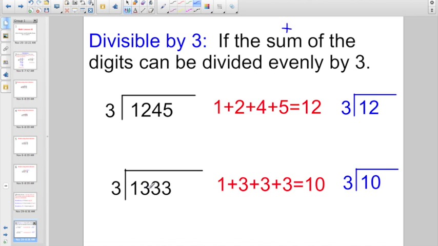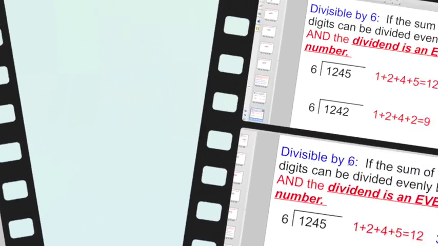But check out down here. I have 1,333. So I go 1 plus 3 plus 3 plus 3. That equals 10. And you know what? I can't divide 10 by 3 without a remainder. It's going to be 3 remainder 1, right? So I know for a fact I can divide this number evenly without a remainder. I know for a fact that I can't divide this guy evenly without a remainder. And I didn't even have to move a pencil, right?